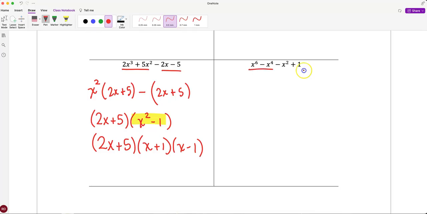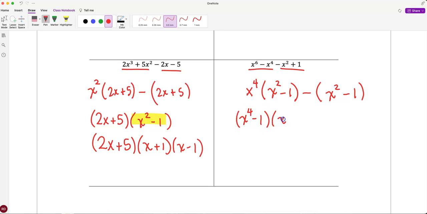Similarly here, the first two have in common an x to the fourth, and then that leaves me with what? x squared minus 1 minus x squared minus 1. So this is x to the fourth minus 1 times x squared minus 1. Now this one gets a little complicated. Just always ask yourself, can I factor further? Well, x squared minus 1, that's x plus 1, x minus 1.